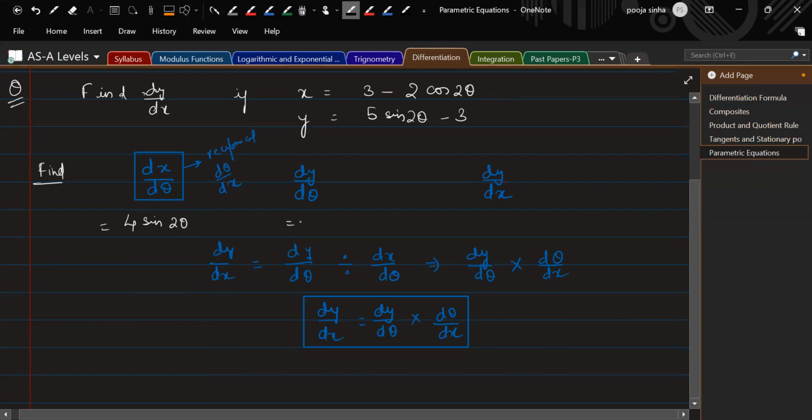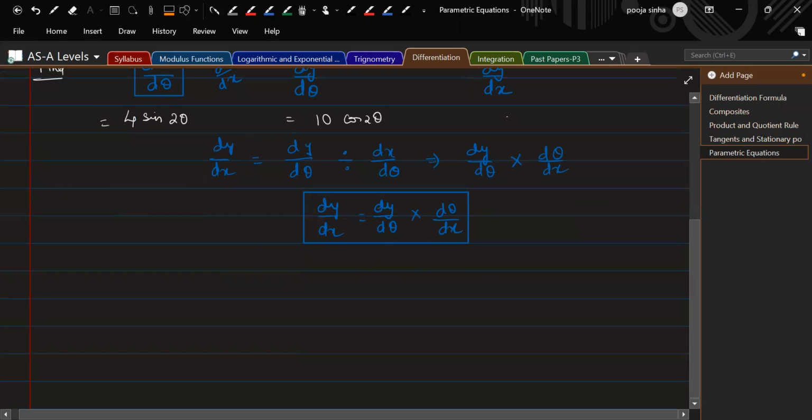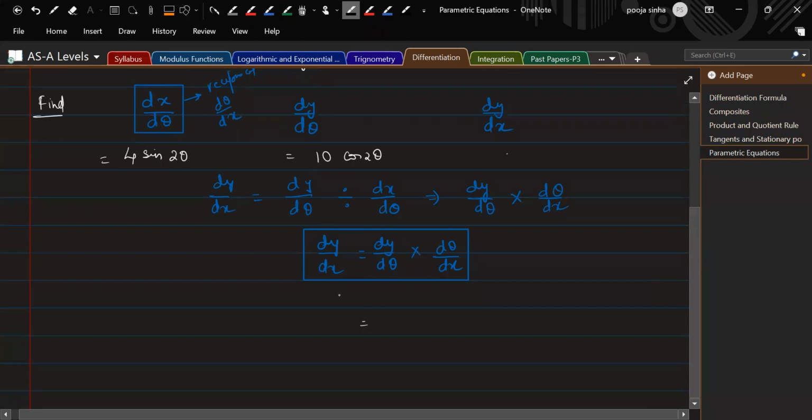Ab dy by d theta ka answer batao. That is 10 cos 2 theta. You got the answer? Iska or iska. So now we are going to put it here. Dy by d theta is 10 cos 2 theta upon dx by d theta, 4 sine 2 theta. 10 upon 4 can become 5 upon 2. Cos upon sine becomes cot 2 theta. That's the final answer. Okay. Clear?